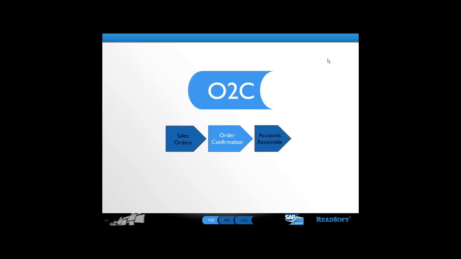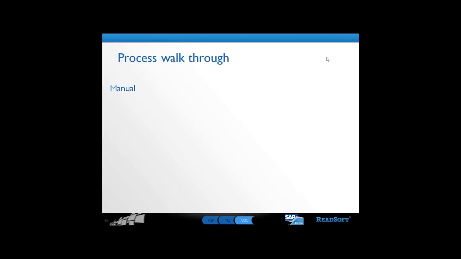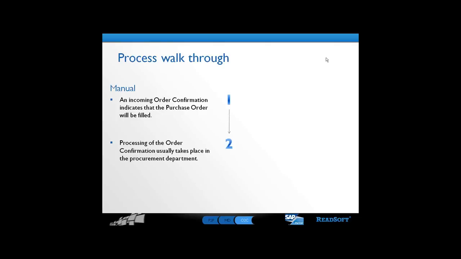The next stage within O2C, after sales orders, if we look at it from the other perspective, now looking at it from us sending out sales orders, let's look at order confirmations, from the customer perspective. From this angle, it's an incoming document, confirming back to me the supplier's ability to fulfill the requirements of the PO that I initially sent over to them. So an incoming order confirmation indicates to me that my PO is going to be fulfilled by my supplier, and then we process that order confirmation, usually in the procurement department. And then the delivery note comes back, of course, with the delivery.